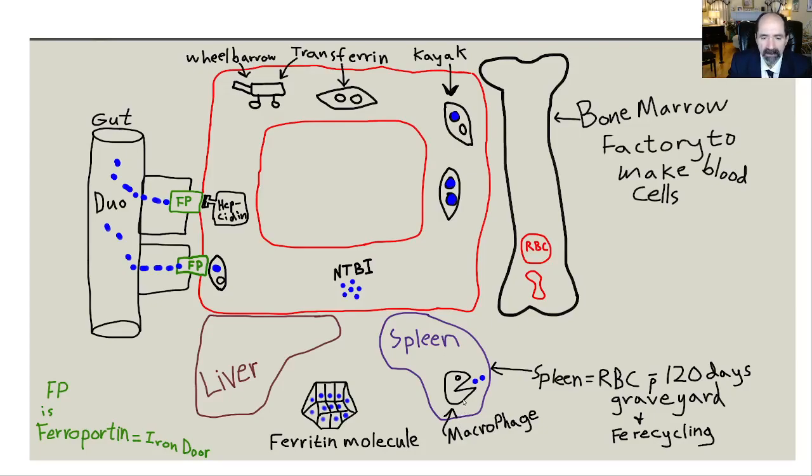This is a splenic macrophage. I drew it like a Pac-Man, and it's chewing up the iron molecules there to recycle them. And so this is the reticuloendothelial system, the macrophage system. It's just another spot where the iron goes before it's given back to the transferrin to take it to the bone marrow to make a new set of red blood cells.